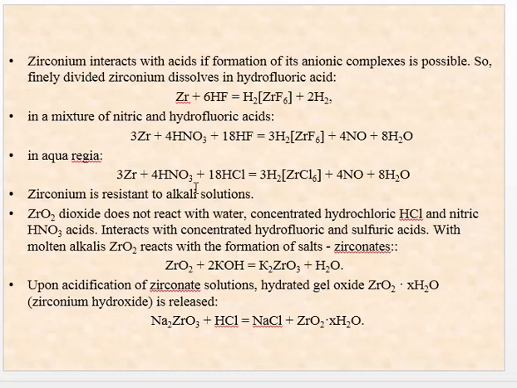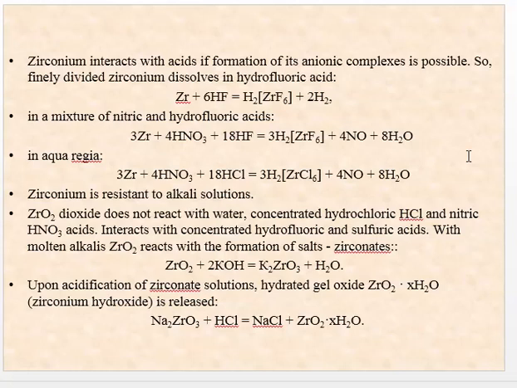What is aqua regia? This is a mix of nitric acid with hydrochloric acid. But in this case, for zirconium, we wrote 4 moles of nitric acid and 18 moles of hydrochloric acid. It depends on the balance. Zirconium is resistant to alkali solutions. Zirconium dioxide doesn't react with water, concentrated hydrochloric acid, or nitric acid.